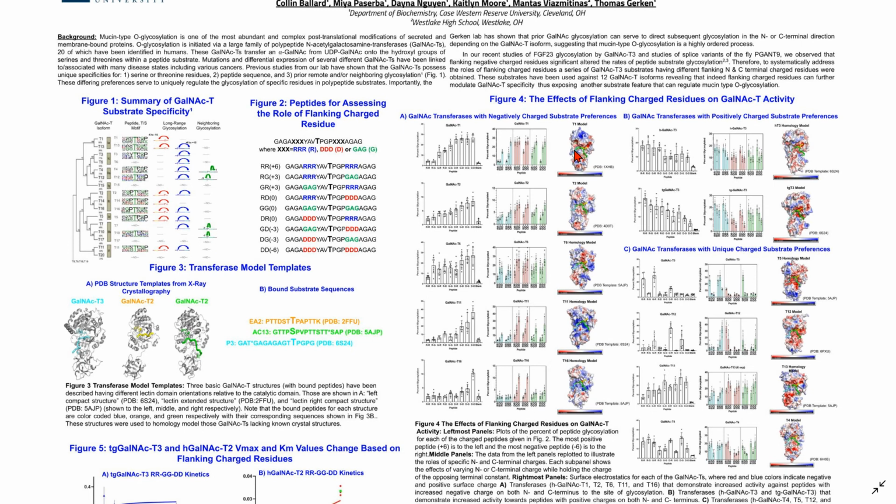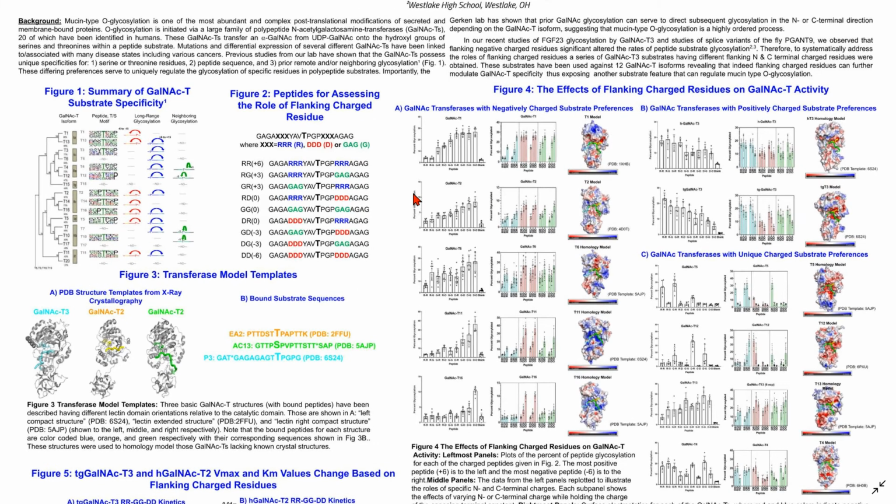Electrostatic analysis was also conducted using the APBS extension in PyMol, and in Figure 4 we see the effects of flanking charge residues on GalNAc activity. In Figure A, these are the GalNAc transferases with negatively charged substrate preferences, in which column 1 we have all of our peptides from positive to negative. In column 2, it's the same data seen in column 1, in which the charge in either the N and C terminal portion of the peptide remains constant while the other one changes.